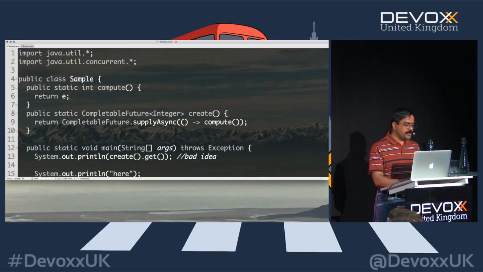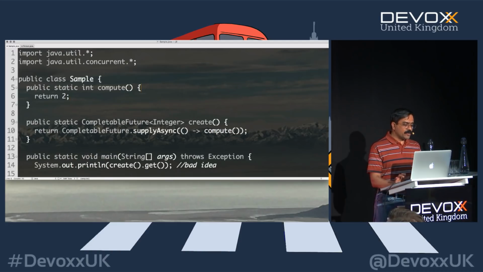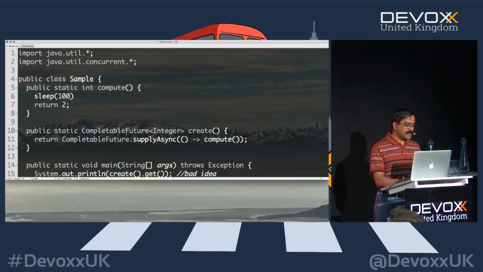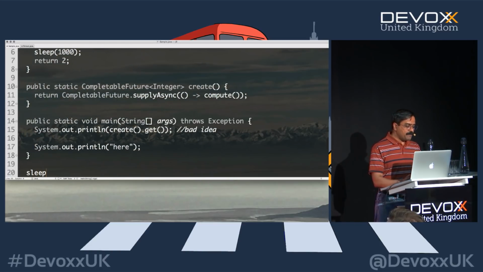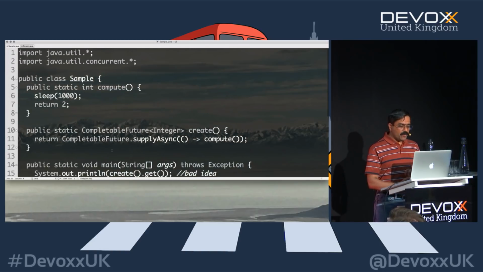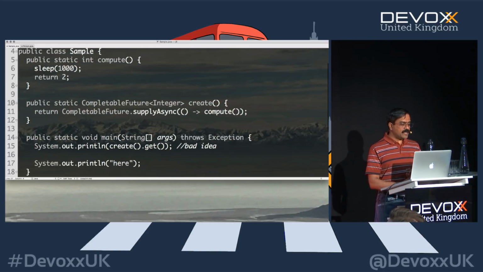Let's say return 2. And in this case, I'm going to say sleep for about a second. So I'm going to take a little nap here for about 1 second. And so let's provide the sleep method right here. So this is going to call the compute method, which is going to take a little nap and return a 2. And what does the get method actually do?